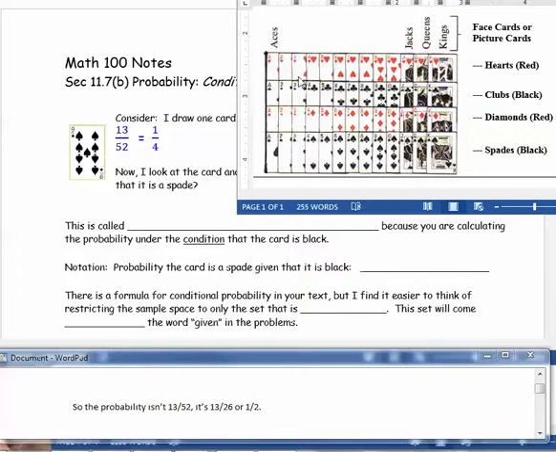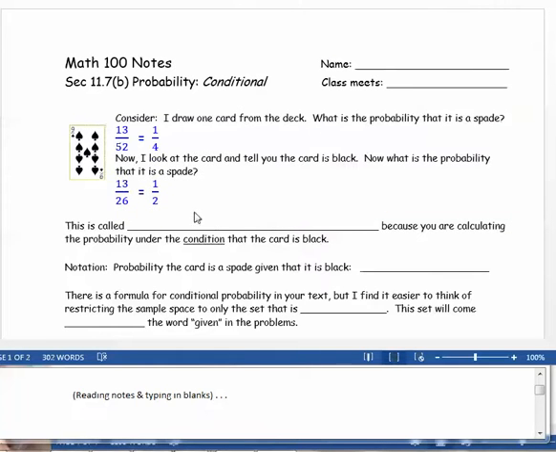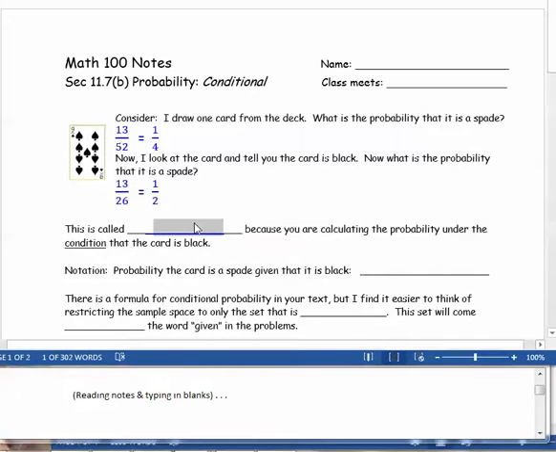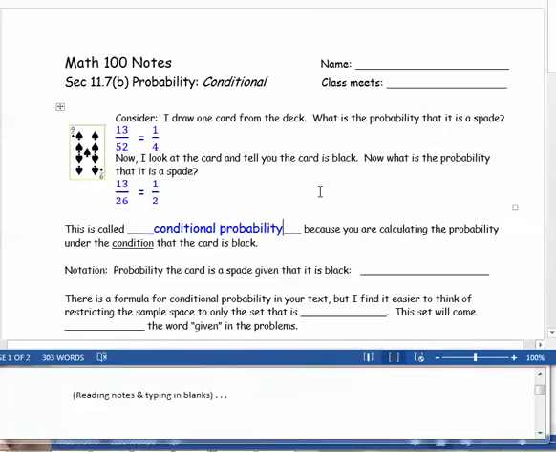So the probability is no longer 13 out of 52. Since my sample space is only these 26 cards, it's 13 out of 26, or reduce that to 1/2. What we just did is called conditional probability, because you're calculating the probability under the condition that the card is black.